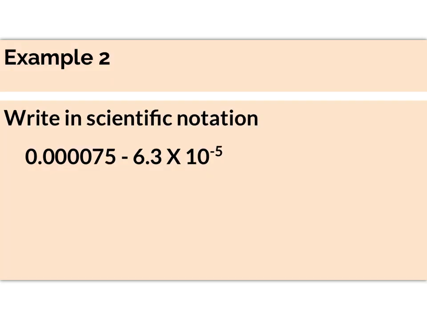So what we're going to do here is put this in standard form. And this becomes 6.3, move it 5 spaces to the left. 1, 2, 3, 4, 5. 2, 3, 4. And so now we have to subtract. The 0.75 is positive, the 6.3 is negative. You must line your decimals up on top of one another.